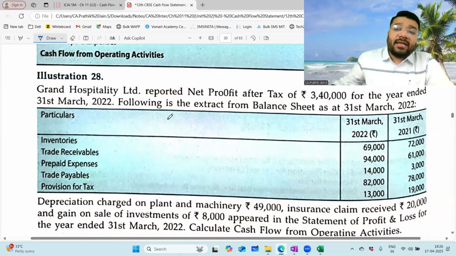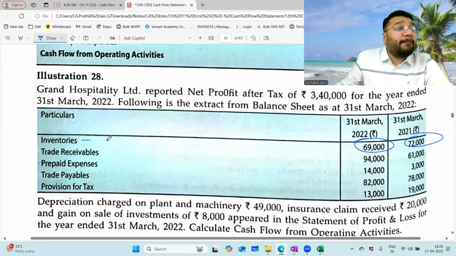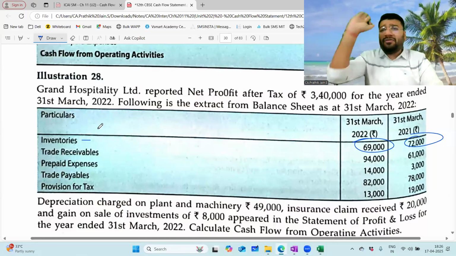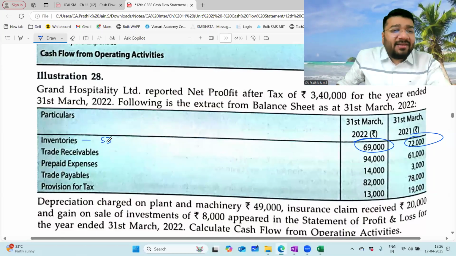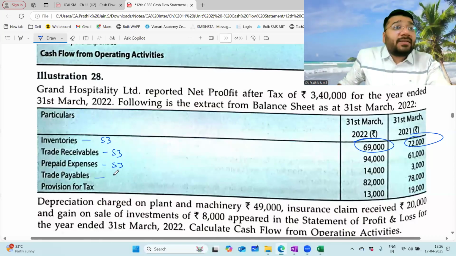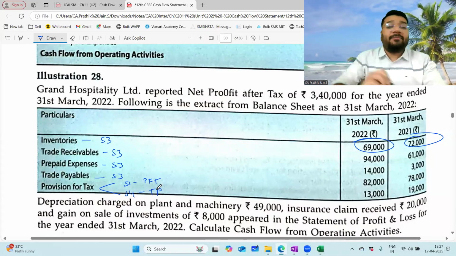Inventory is given, previous year and current year. This will be affected by segment 4. Trade receivable, prepaid expenses and trade payable will be segment 3. Provision for taxes is given. Nothing is known as of now, so I'm putting two arrow marks. Segment 1 will be affected in case of provision for tax, and segment 4 will be affected for tax paid.